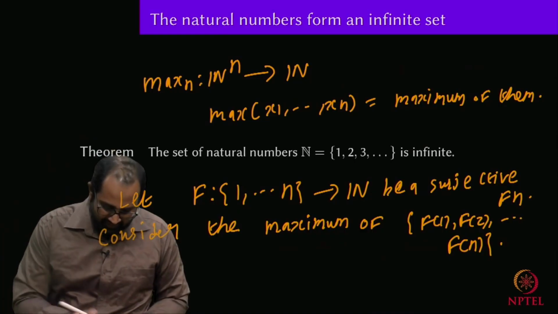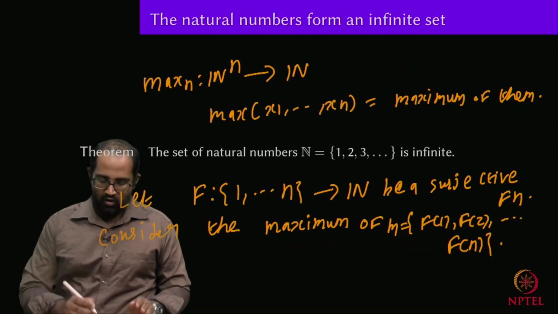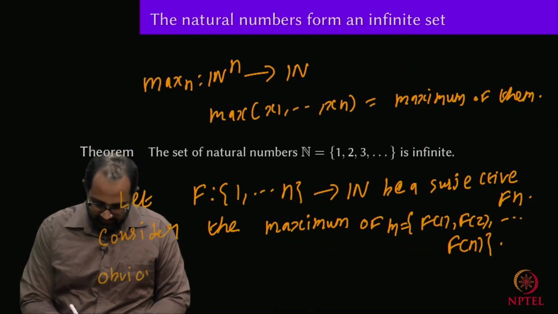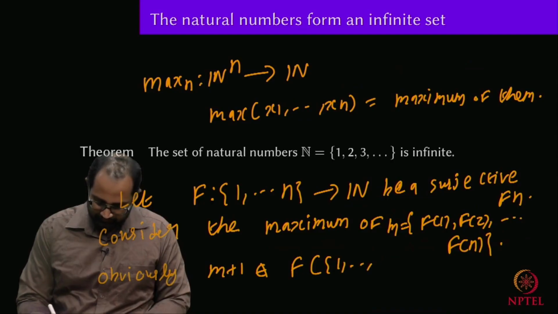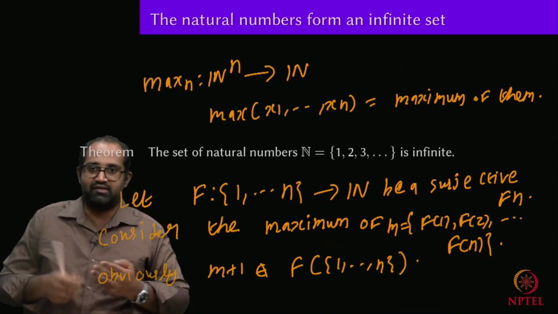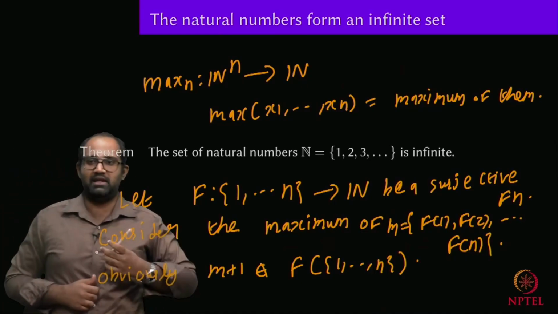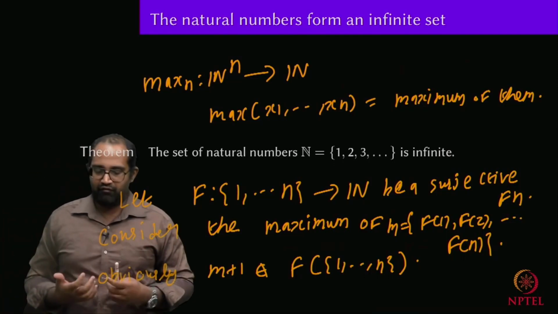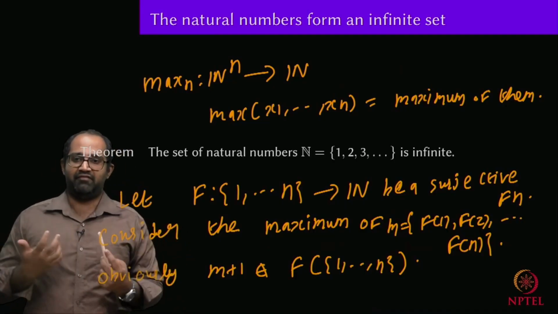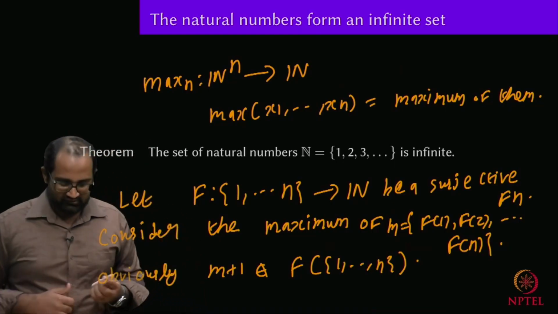Okay, let's call this finite number m for maximum. Okay, then obviously m plus 1 is not in the image of f of 1 to n. This is obvious. That's how m was defined. So this is a technique that is going to be repeatedly used in many proofs to show that a particular function is not surjective. You sort of force an element by definition to be not there in the image. Here the forcing was rather trivial, but you get the gist.